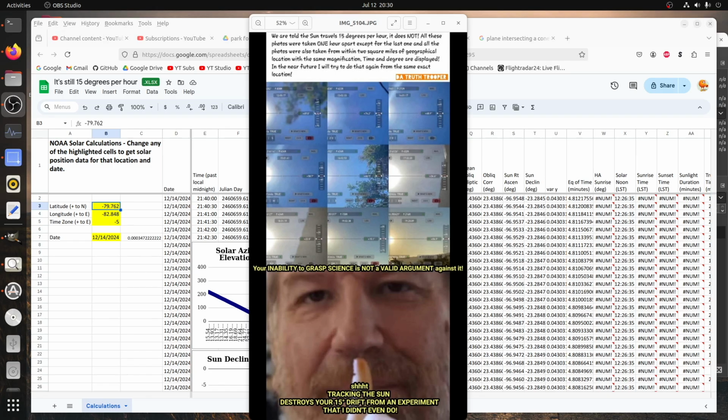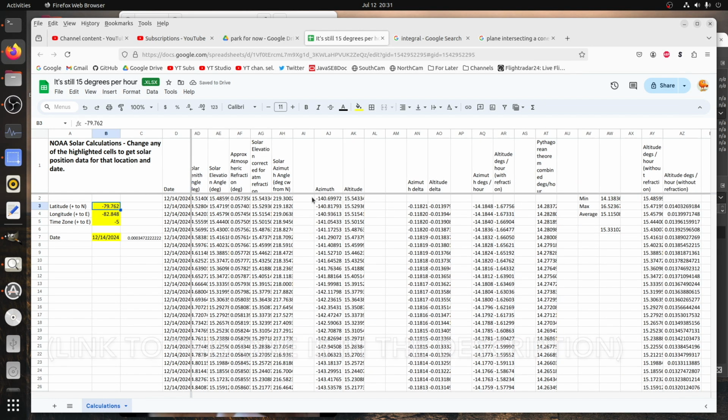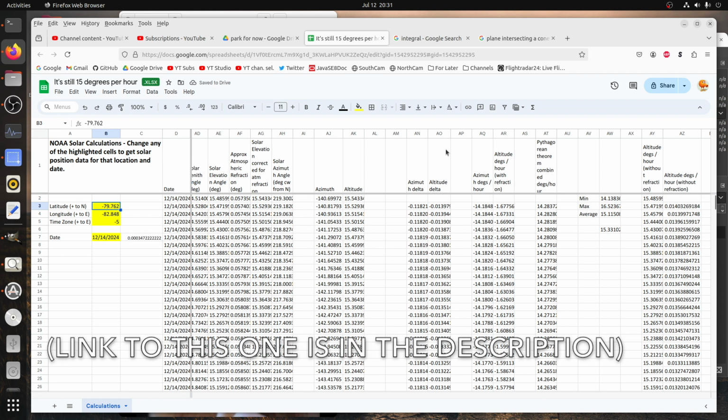All right, so here is what I think is the issue. The main thing that jumped right out at me was that they were looking at the altitude angle only and not also the azimuth. So I took the NOAA Solar Calculations spreadsheet that I've been using before. I just made a copy from the recent one that I put out for Union Glacier. And in particular, I redid all of these columns here.